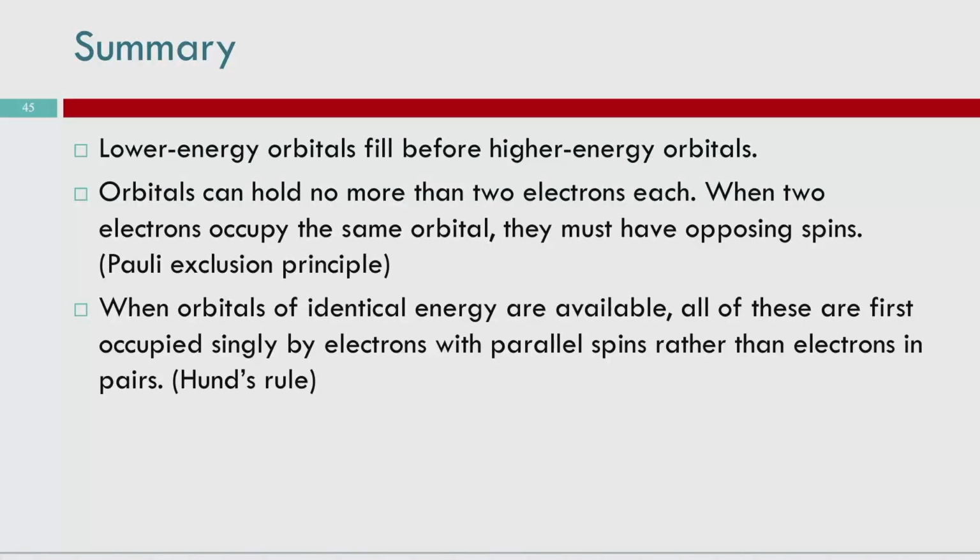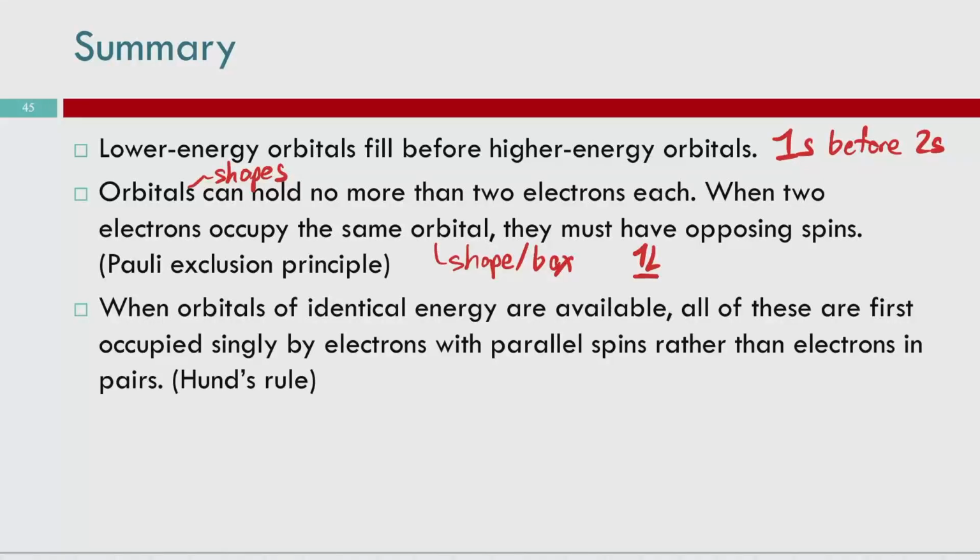Okay, so a summary of some of the stuff we learned so far. Lower energy orbitals will fill before our higher energy orbitals. So for example, 1s fills before 2s. Those are our two lowest energy orbitals. The orbitals, the shapes, can hold no more than 2 electrons each. And when there's 2 in the same orbital, the same box, they have to have opposing spins. So up and down, for example.